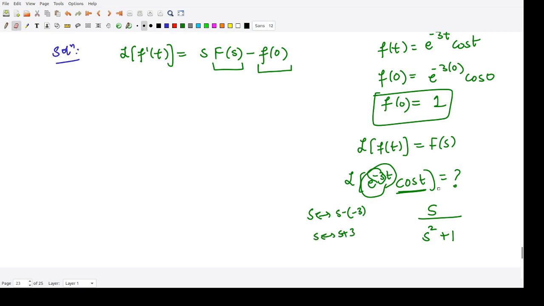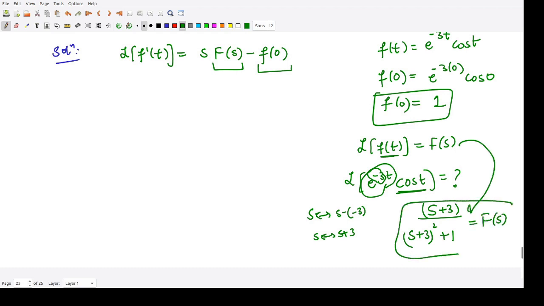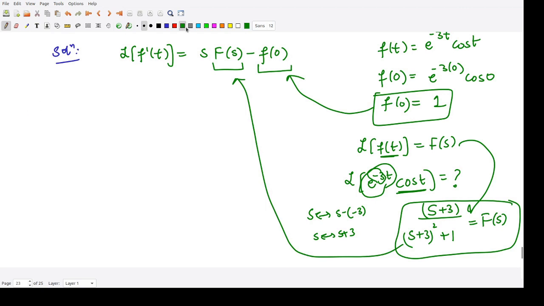So what we do here is, we just write in place of s, s plus 3, and in place of s square we also write s plus 3 whole square. So this term becomes s plus 3 whole square. So this is the Laplace transform of f of t, and this is the quantity which is equal to F of s. So this is another thing that is required here. So putting all these values here, what do I have? I have this expression, the Laplace transform of f dash t is equal to s into whatever F of s we have calculated.